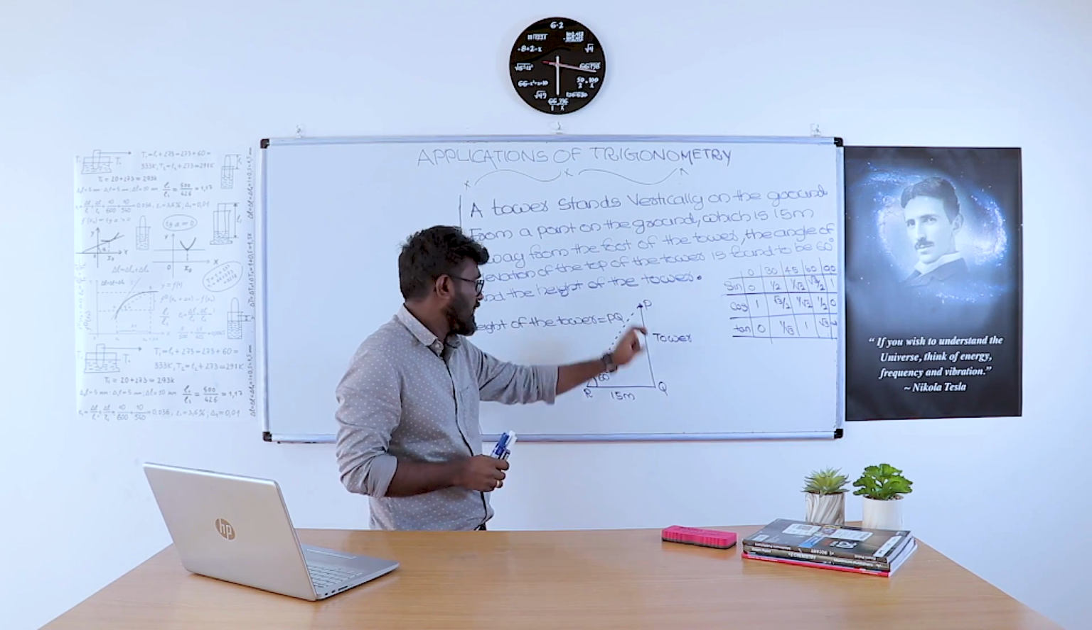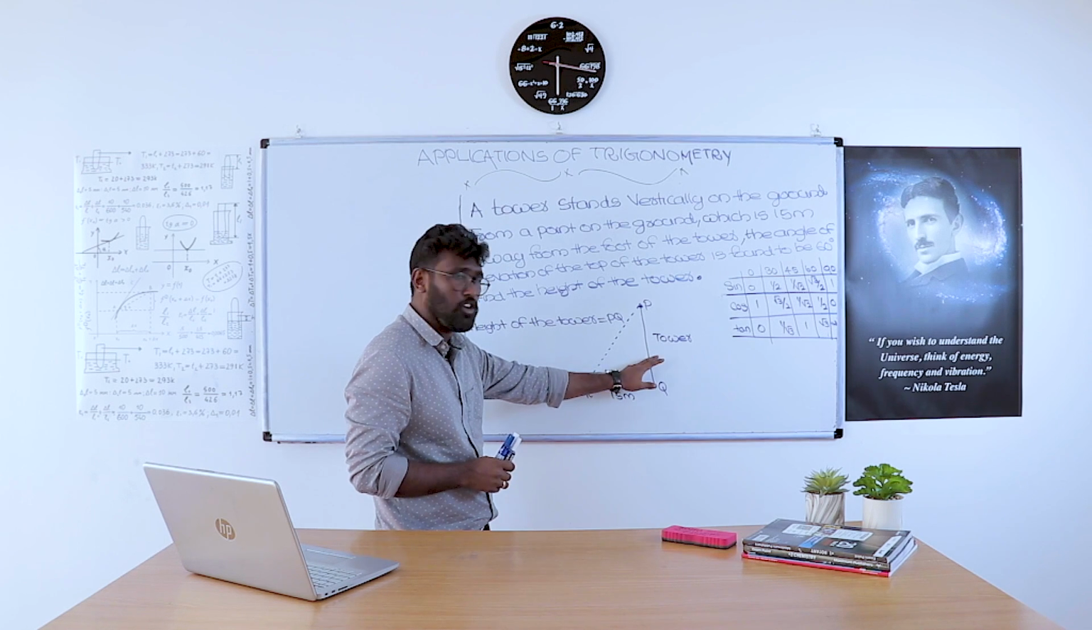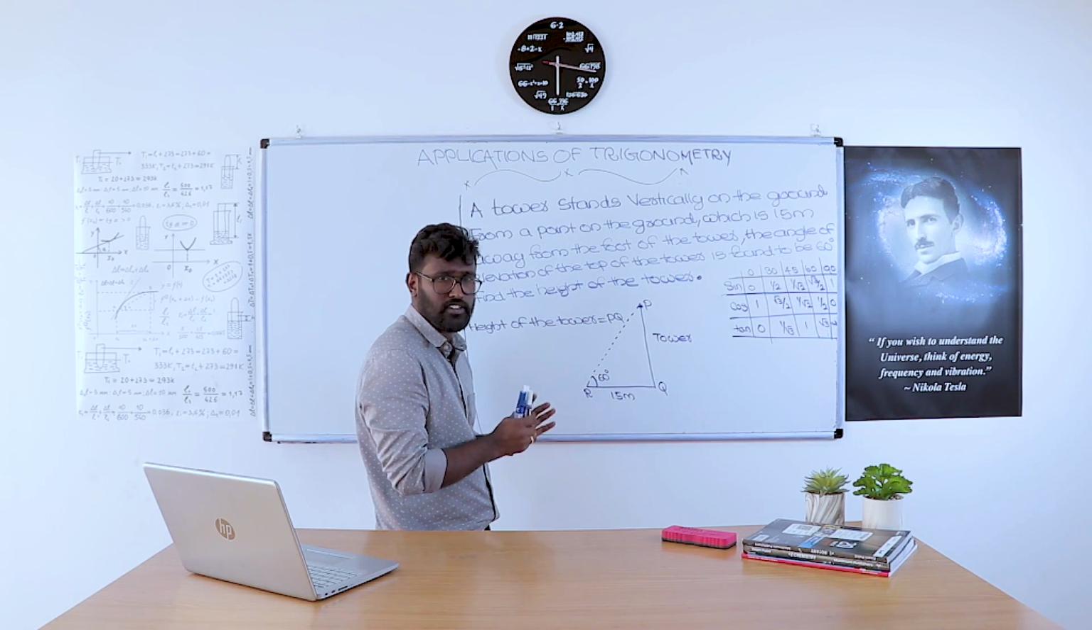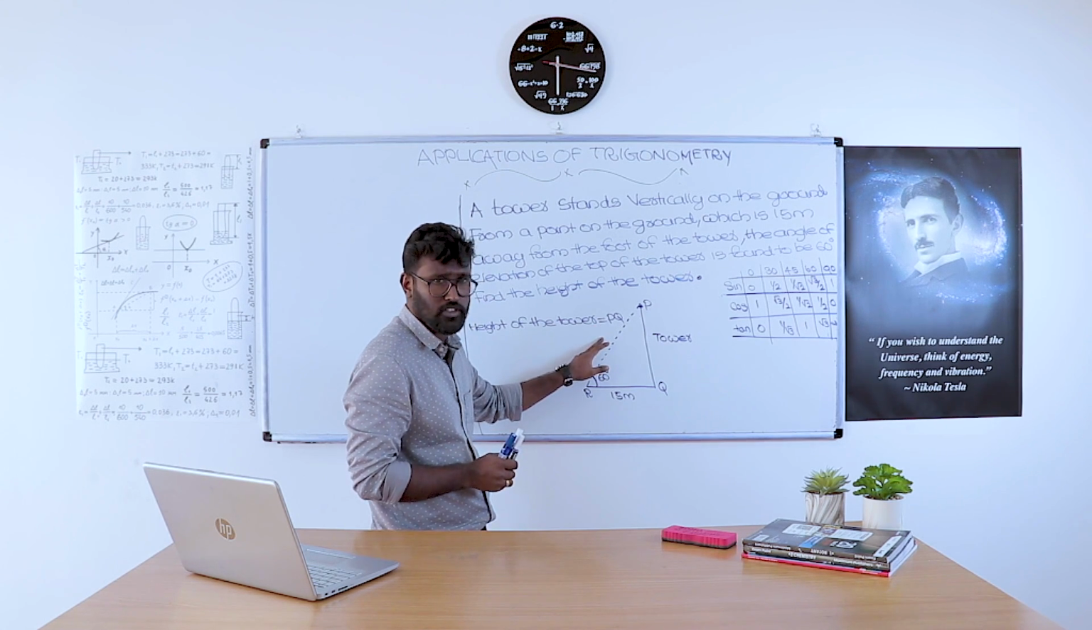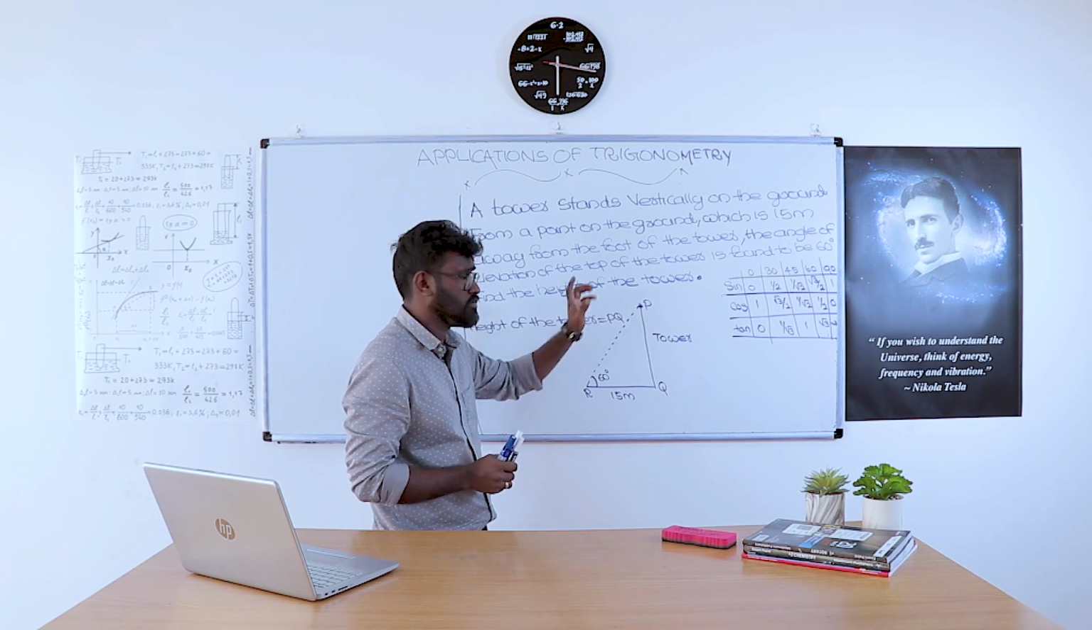Sine is opposite side by hypotenuse. This is the angle, this is the opposite side, this is the hypotenuse. If we take the sine of the angle, then it is opposite side by hypotenuse. But the hypotenuse value is not given, so we can't use sine.